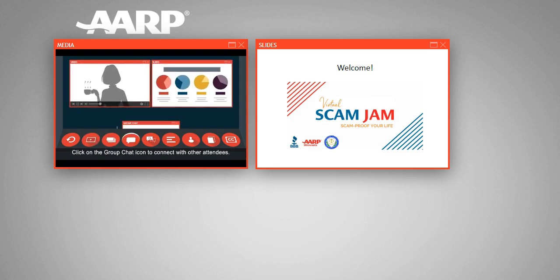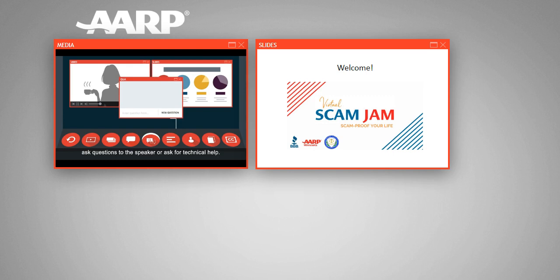Click on the group chat icon to connect with other attendees. The Q&A icon is where you can ask questions to the speaker or ask for technical help. Just type your question into the box and submit. You'll see a brief confirmation message when you do.